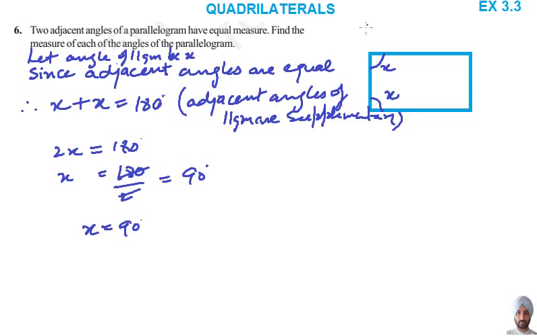Okay. So if this is 90, this is also 90, and if these are 90, then their opposite angles, this one and this one, will also be equal. They will also be 90. So all the angles are 90. So it becomes a rectangle. So our figure is correct. So let's move on to the next question now.